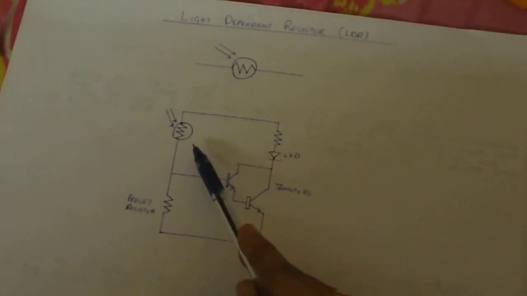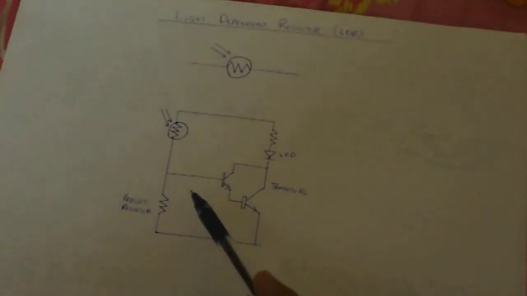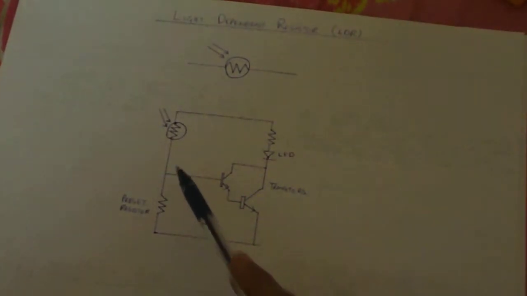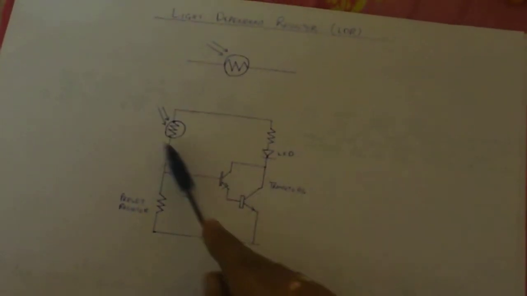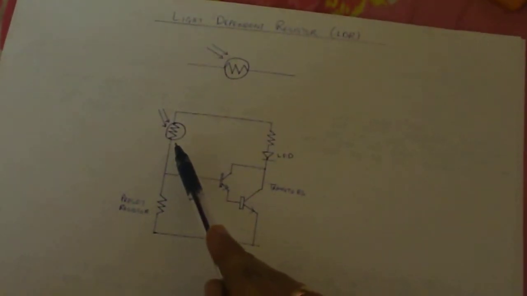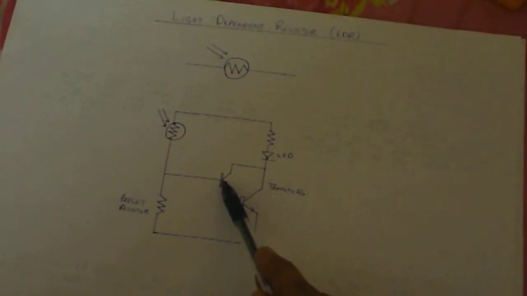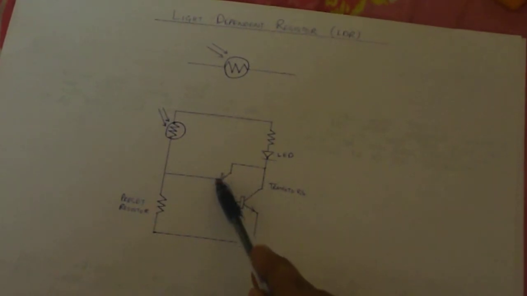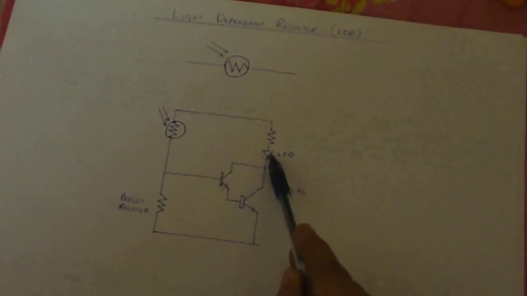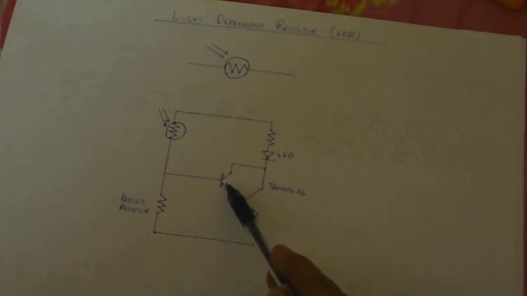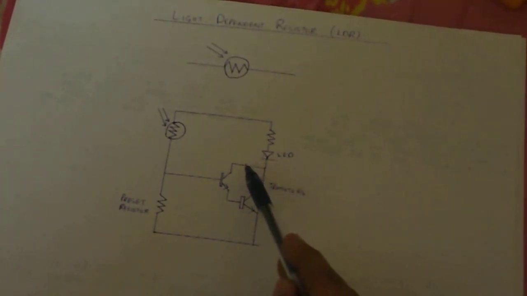So this is the circuit diagram of a light activated LDR. When light falls on it, some 15 milliamperes of current flows through the circuit. The current passes through the transistor and the LED turns on. The transistor is in the on state and the LED turns on.